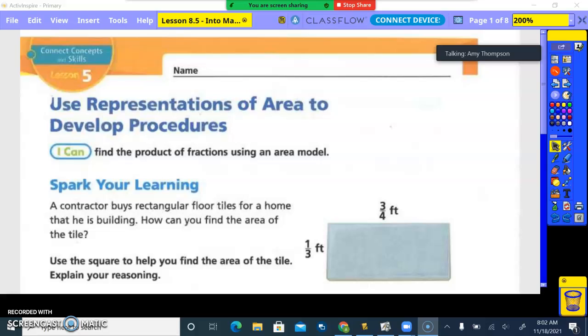Fifth grade into math, lesson 8.5. Use representations of area to develop procedures. I can find the product of fractions using an area model.